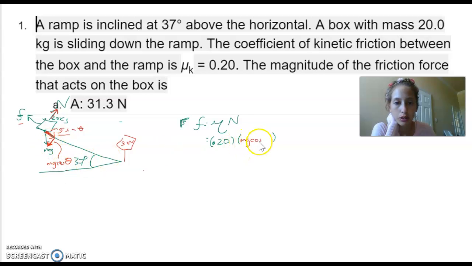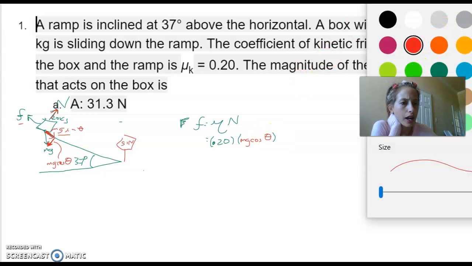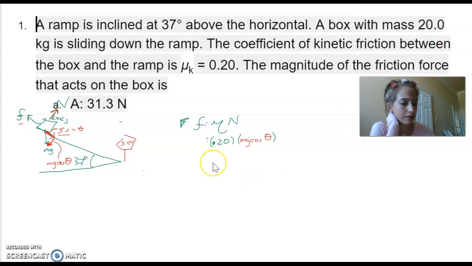Mg cosine theta. You can calculate that on its own. I'm a one giant equation type person. You might be a lots of little equations type person. That's okay. We can still be friends. Mu, is that kinetic? It is kinetic.